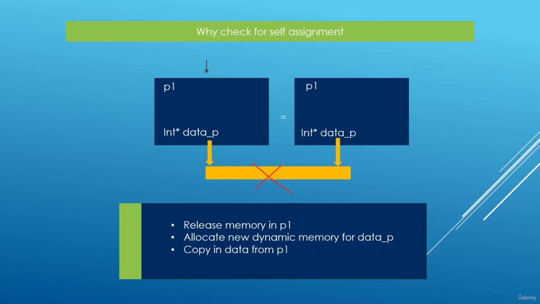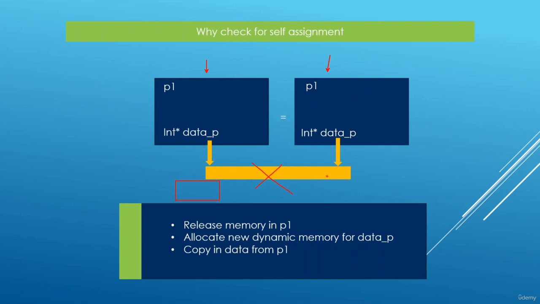So these are exactly the same objects. And we are going to allocate new dynamic memory. So we're going to allocate a new piece of memory in the left operand, but we're going to try and copy the data we had in the right operand into the newly allocated piece of memory in the left operand.